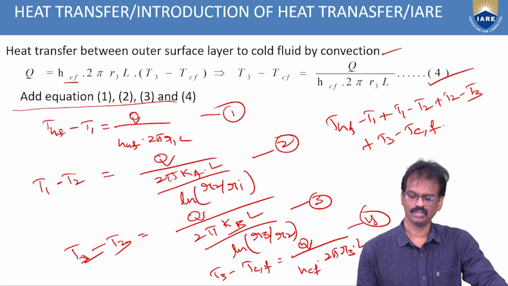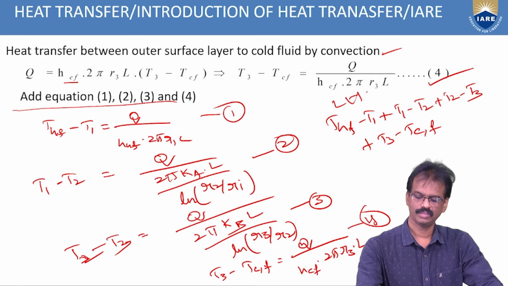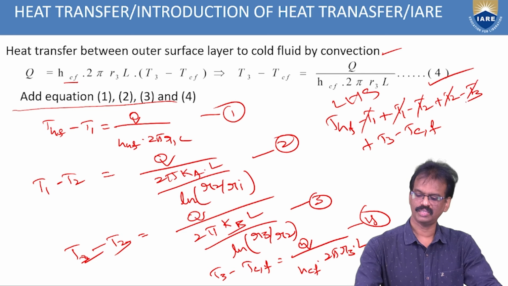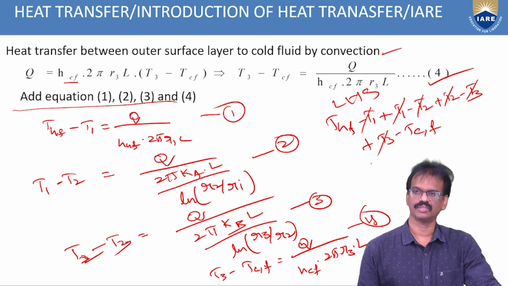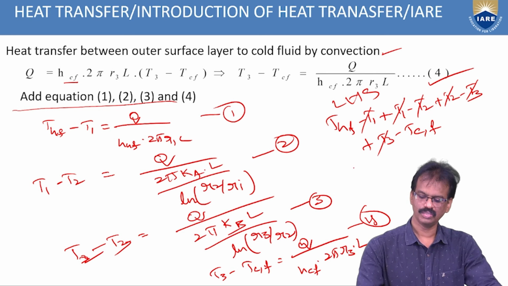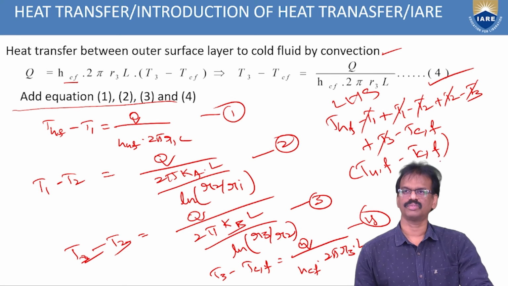So this is the left hand side. From which, minus T1 plus T1 will be cancelled, minus T2 and plus T2 will be cancelled, and minus T3 and plus T3 will be cancelled. So finally you get the initial temperature, that is the hot fluid temperature minus the cold fluid temperature. That is the left side term.